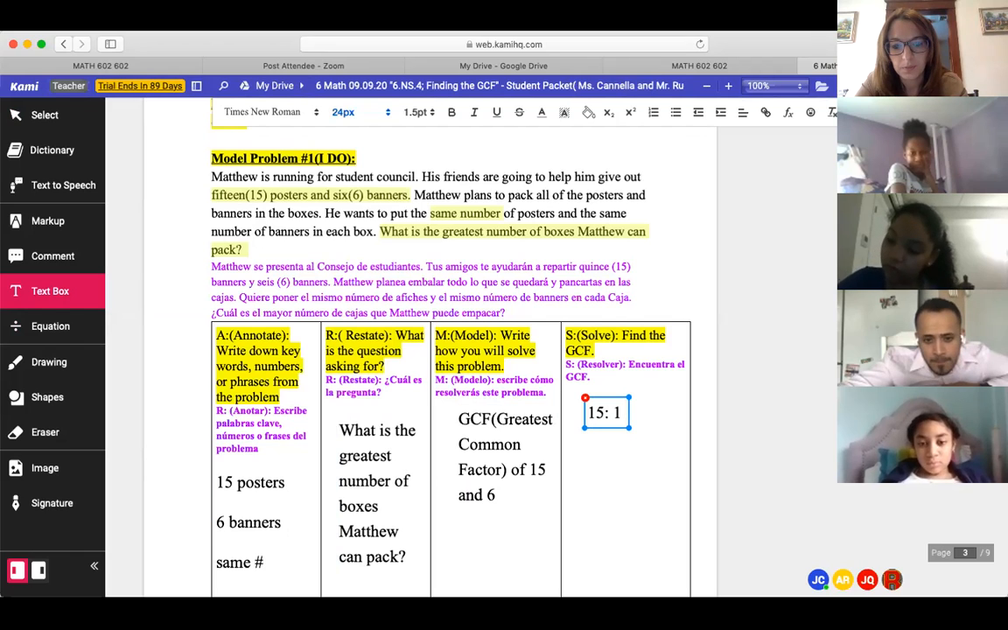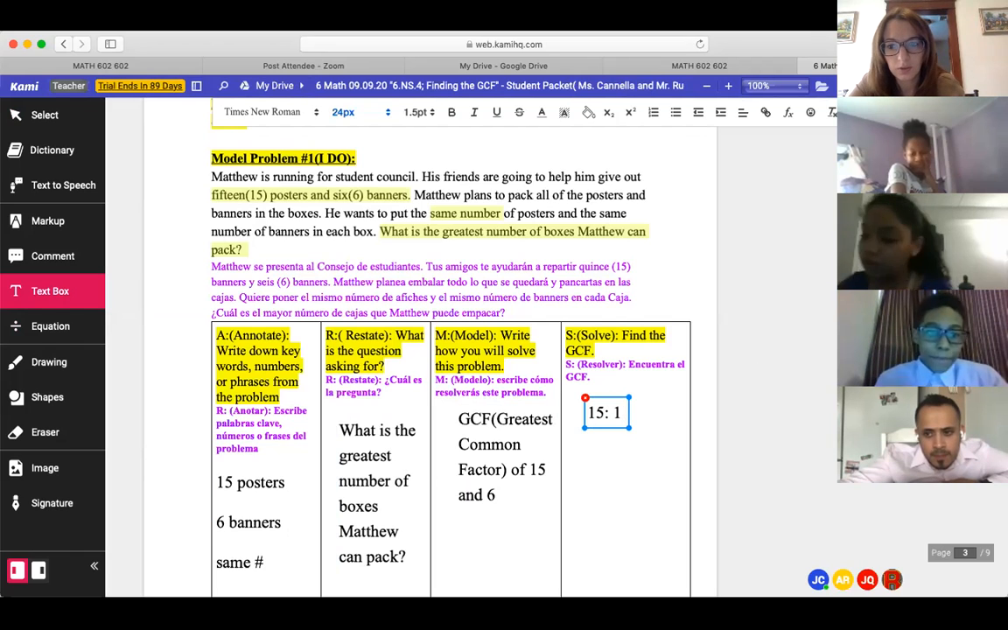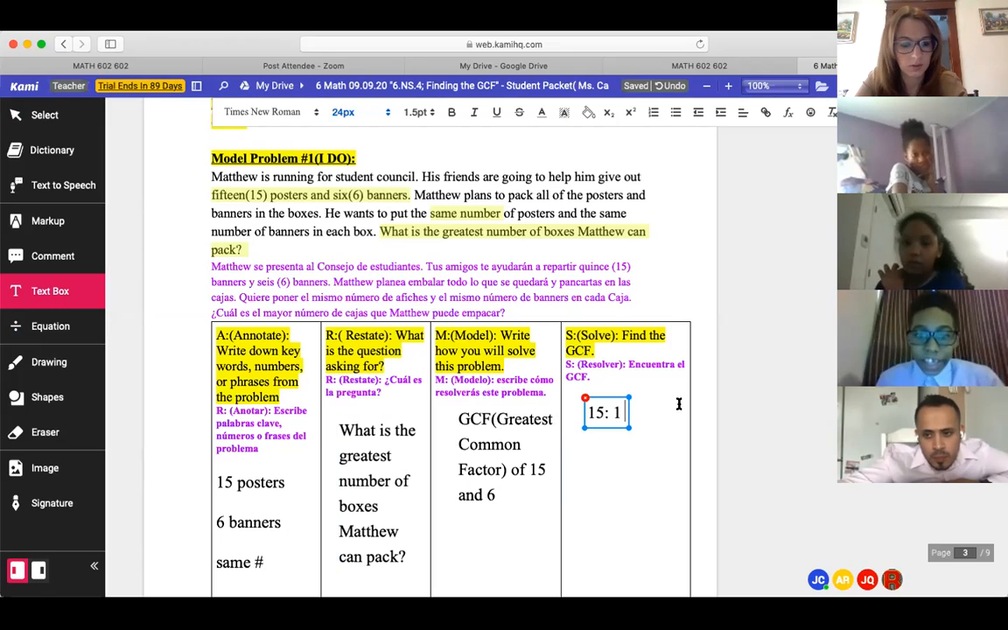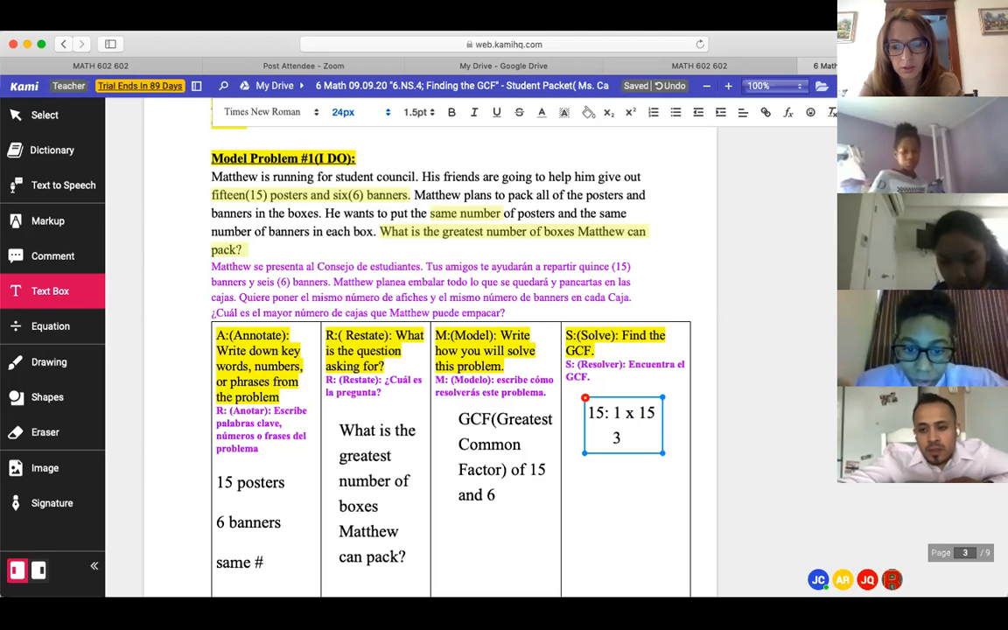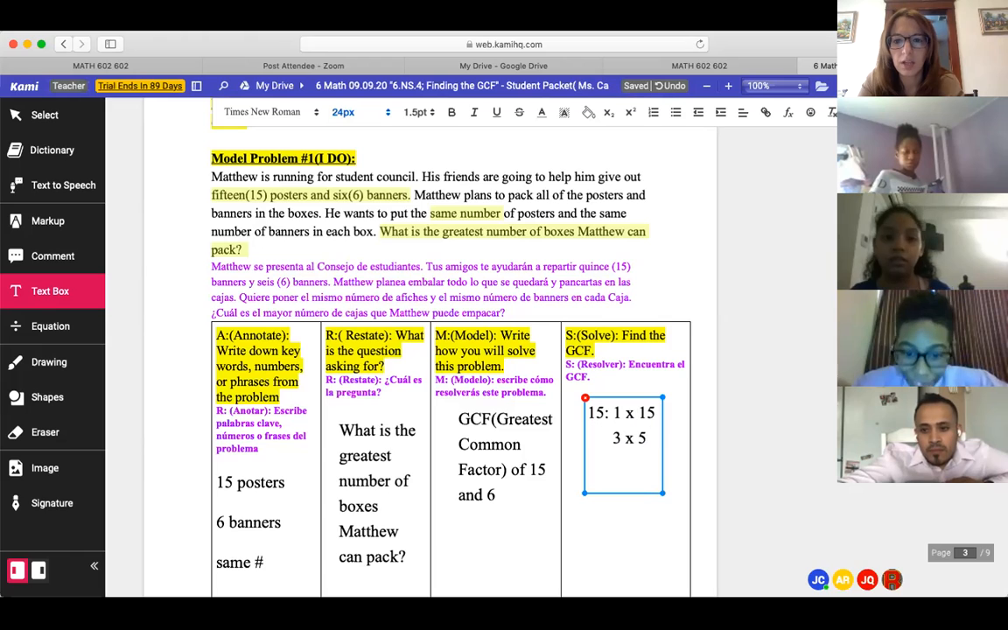The only factors I know that equal 6 and 15 are 3. 3 times 5 is 15. Right, but you want to list them out, right? So we start off with 1 times 15. What's the next one? 3 times what? You just said it. 3 times 5. Any others?